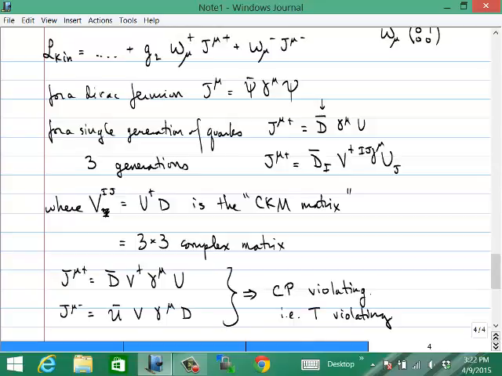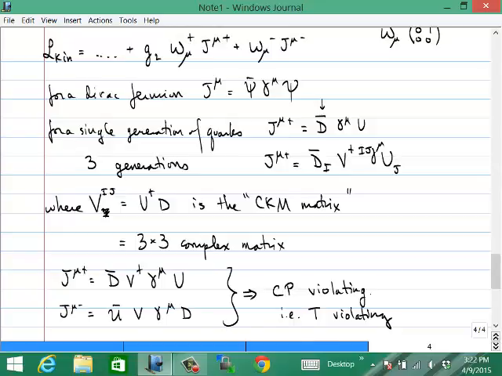So the presence of three generations and the fact that there are these two different kinds of Yukawa couplings that you can have for the quarks means that the standard model is not time reversal invariant. There are scattering processes where you can run them forwards in time and run them backwards in time, and you won't get the same answer. So we've already seen that the standard model is not chiral, so it's not parity invariant, and now we see it's not time reversal invariant.